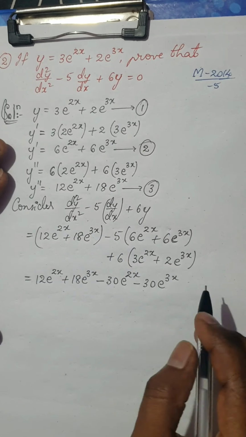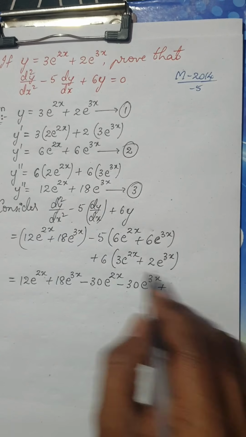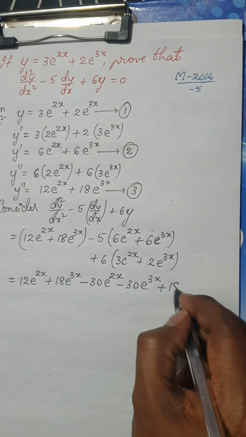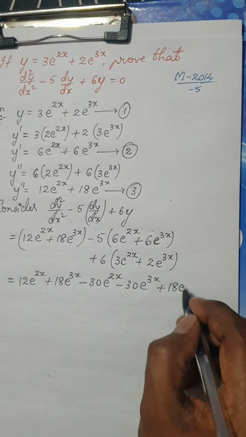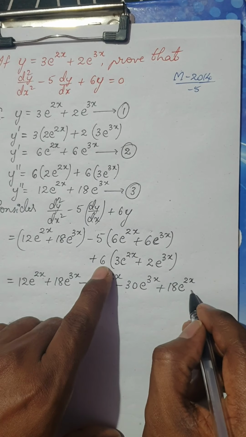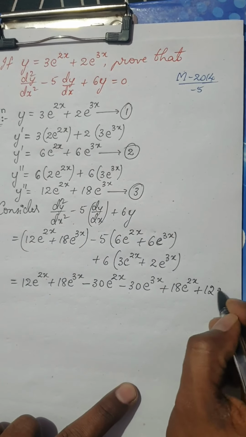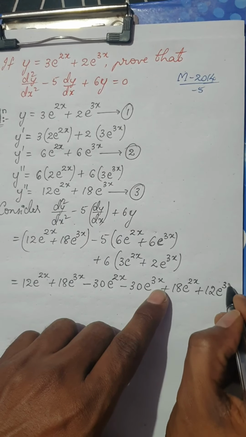Okay, now plus, is it clear? Plus, what is 6 threes? It is 18 into e power 2x, isn't it? Okay, plus, what is 6 twos? 12 into e power 3x.